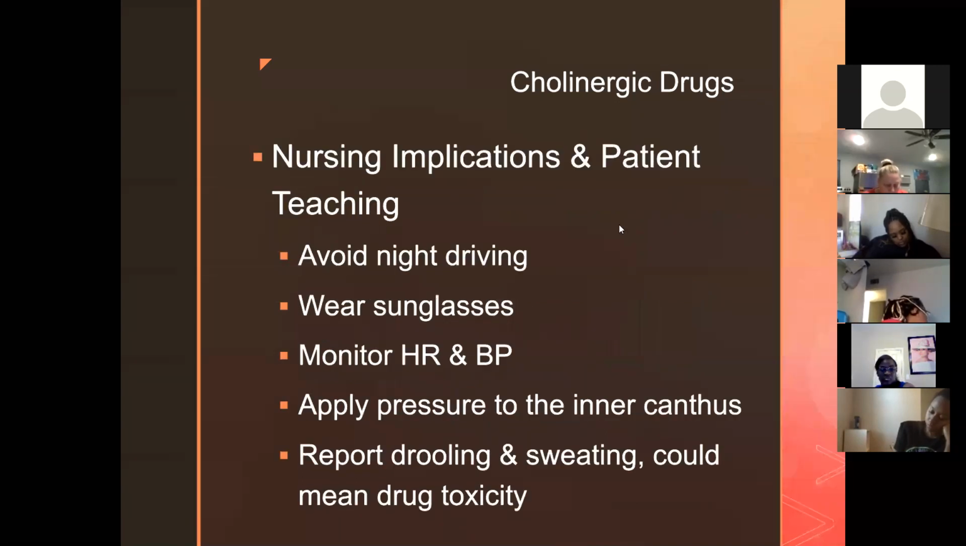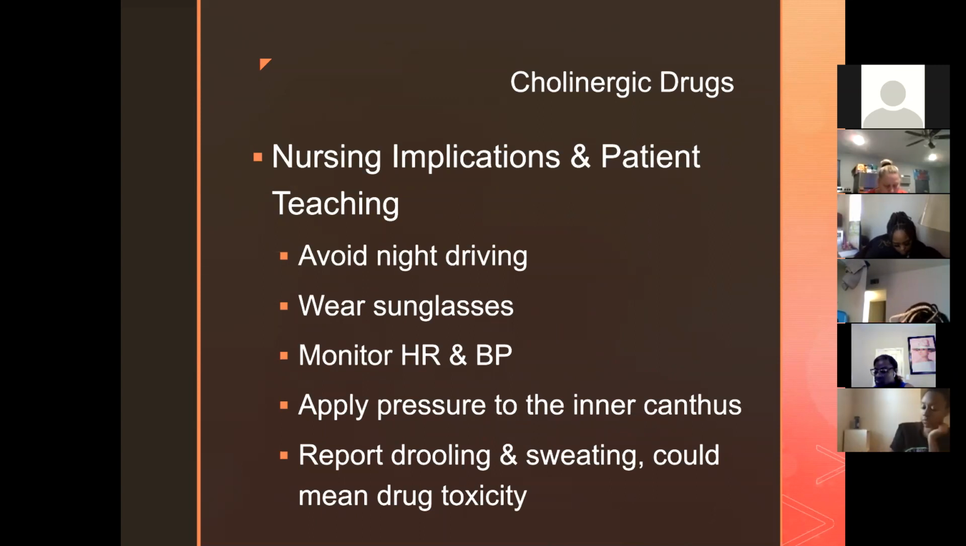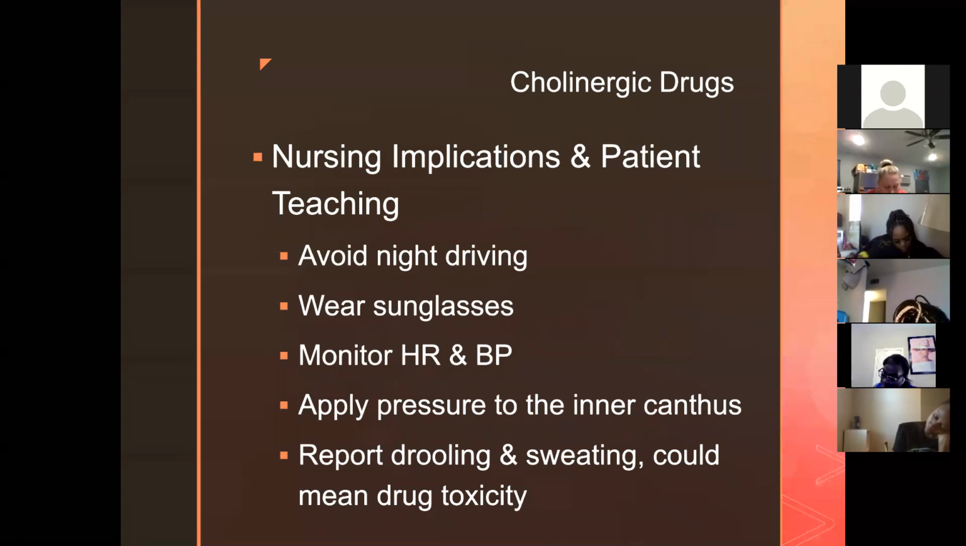For these patients taking the cholinergic drugs, make sure that we tell them that they should be avoiding any nighttime driving. Right? They should wear sunglasses because this can cause photophobia. We need to monitor their heart rate and their blood pressure. This one again, we're going to be applying pressure to that inner canthus over to that area so that we can try to prevent any of those systemic reactions from happening.